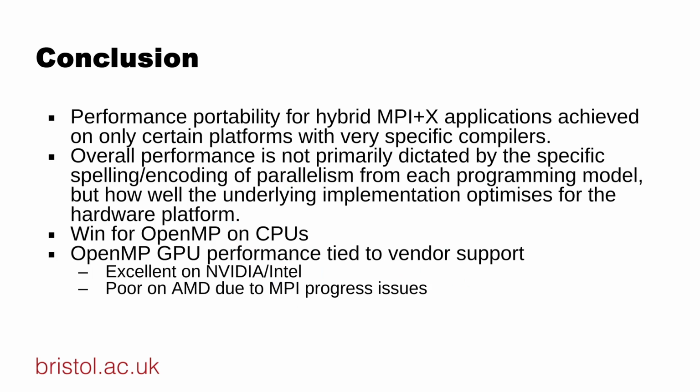Finally, our results show that the performance portability of hybrid MPI plus X applications is currently achieved only on certain platforms with very specific compilers. OpenMP showed good performance on both CPU and GPU systems using different code paths, with CPU performance slightly ahead of GPUs. In general, we find that overall performance is not primarily dictated by the specific spelling of parallelism for each programming model, but how well the underlying implementation optimizes for the hardware platform.